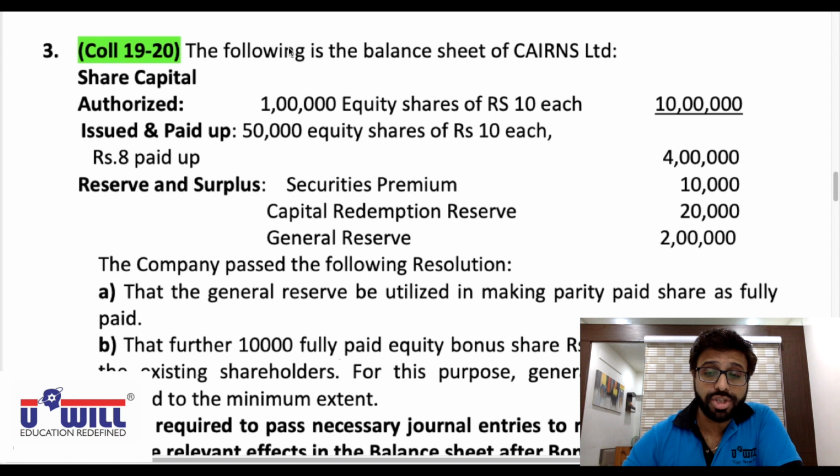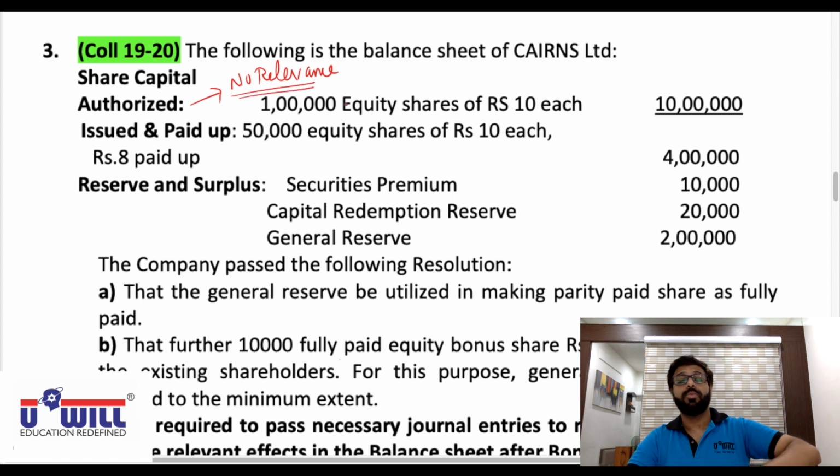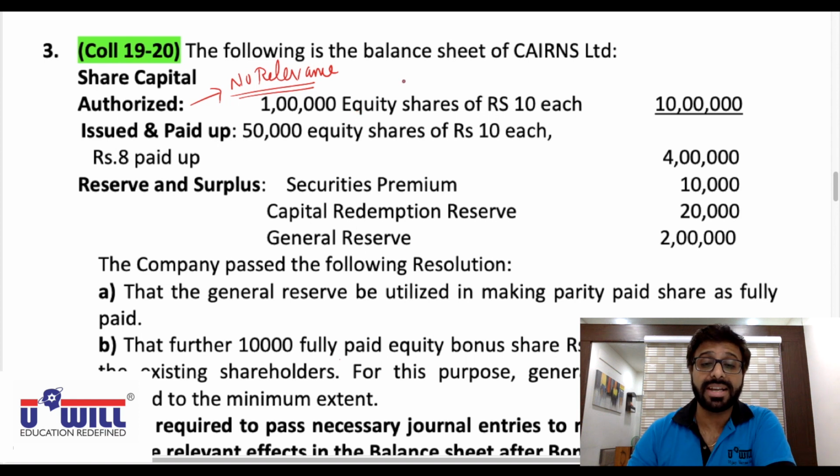Yes, so now we take up question number 3, which is a mixed example. Be attentive. The following is the balance sheet of Keynes Limited, share capital. Authorized capital has no relevance in our solution. In the journal entry it has no relevance, but in the balance sheet it will definitely come. If you all remember, we had done the first question of share capital at the last Zoom session. There we discussed that authorized capital we mention in the balance sheet and double underline. So only in the balance sheet it is to be mentioned, otherwise in the journal entries it has no relevance.